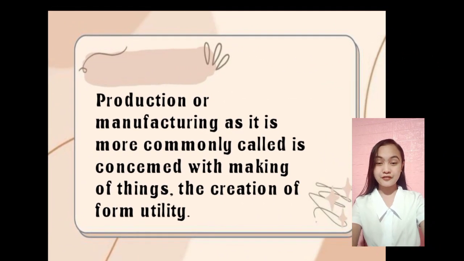So we have here the first slide. Production or manufacturing, as it is more commonly called, is concerned with making of things, the creation of utility. Etymologically, the word manufacturing means making by hands. However, very few articles are made solely by hands. Even the simplest type of manufacturing necessitates some tools. There are hand tools and machine tools. In addition to tools, various types of equipment are often necessary depending on the nature and process of the manufacturing.